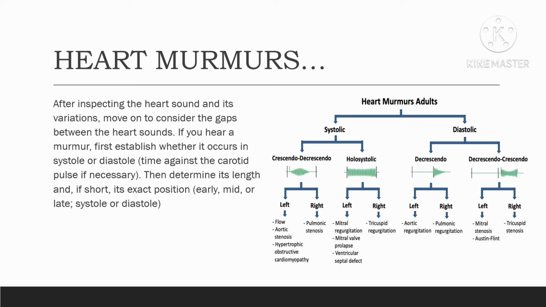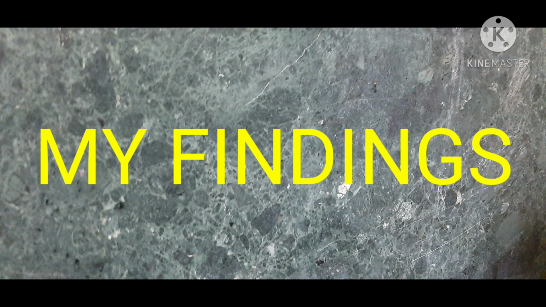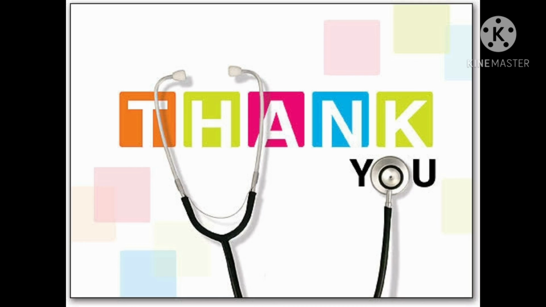Now, the various types of murmurs in the systolic and diastolic phases are presented in the chart shown here. My findings for today's cardiac examination are: jugular venous pressure is 2 cm above the sternal angle with head of bed elevated to 30 degrees, or 7 cm above the right atrium. Carotid upstrokes are brisk without any bruit. While auscultating the heartbeats, there were no extra or additional heart sounds found. The presence of murmurs was also not found during the examination. Thank you.